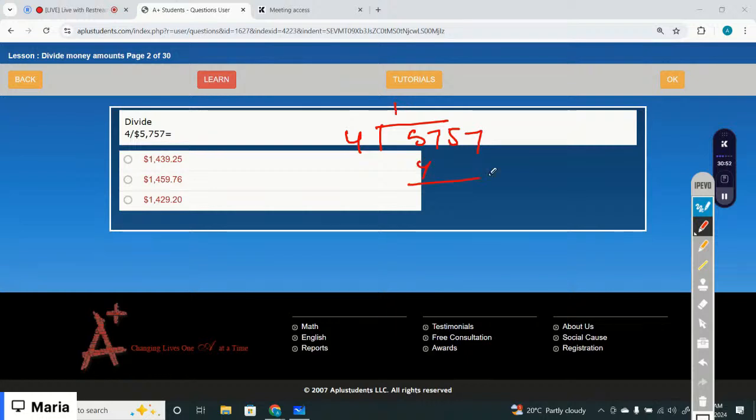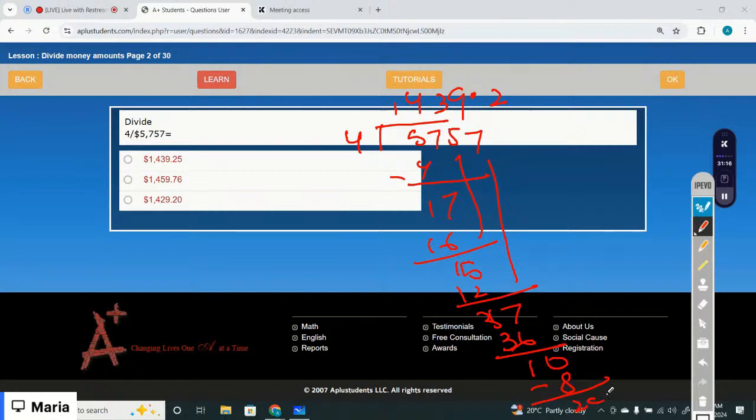4 times 1 is 4. 4 times 4 is 16. 4 times 3 is 12. 4 times 9 is 36. 4 times 2 is 8. Please do not guess the answers. And 4 times 5 is 20. That is option number 1. 1439.25 is the correct option.